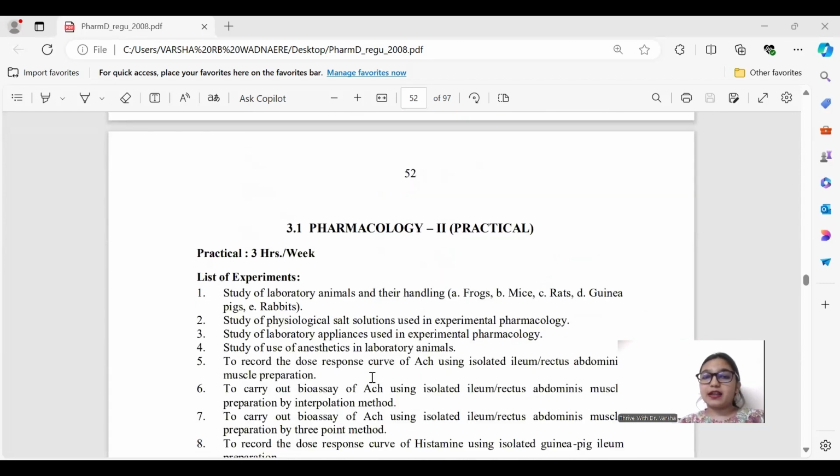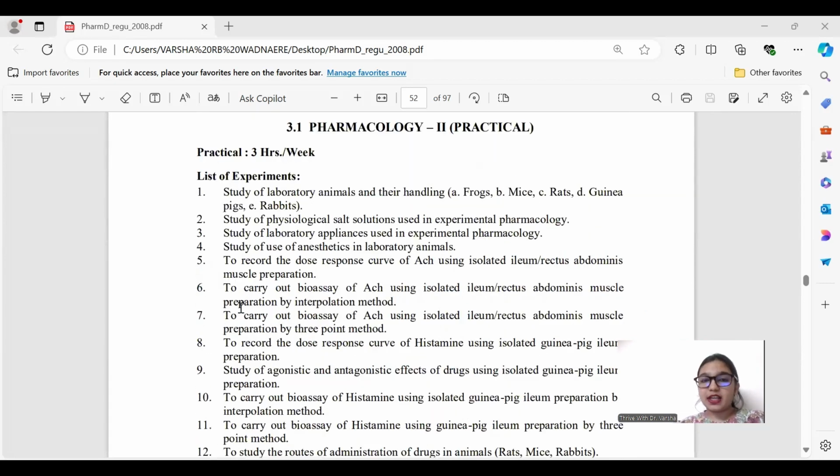Now we will see how the practicals will take place. You have to study laboratory animals and their handling. You will be given different types of animals, how you will identify them, what their characteristics are, you need to learn that. Which kind of experiment you will perform, how they will behave in those experiments. So you will be learning that.